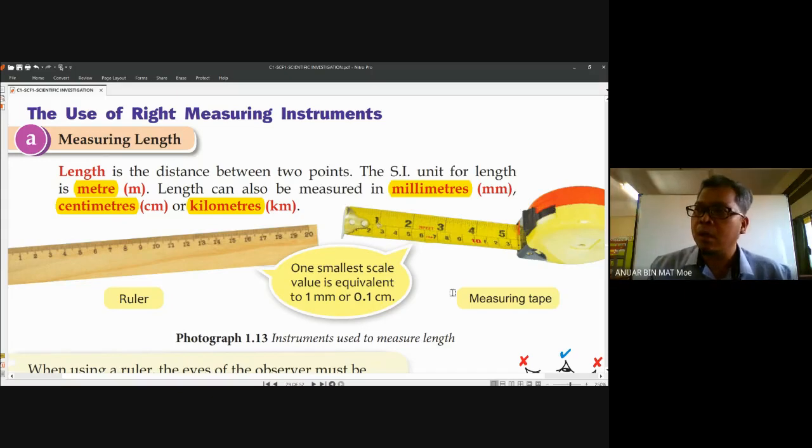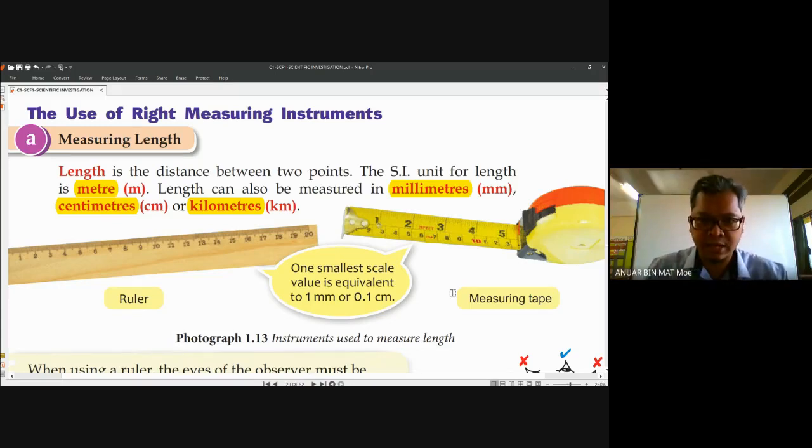How about 1 centimeter equals how many millimeter? 10. 10 millimeter, right? Very good. 1 centimeter equals 10 millimeter. And then 1,000 meter equals 1 kilometer. You must understand the conversion first. There is a table you need to understand.